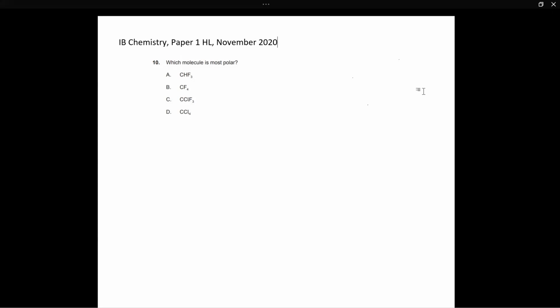Now, when determining if a molecule is polar or not, you have to first look at two things. You have to look at the electronegativity difference between two atoms which are covalently bonded. And in this case, all of these atoms are covalently bonded to a central atom. And the central atom in this case is carbon. So carbon will be the central atom.